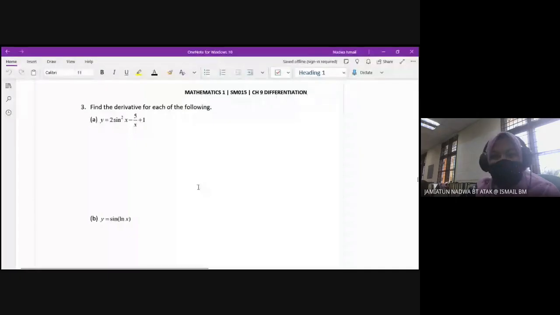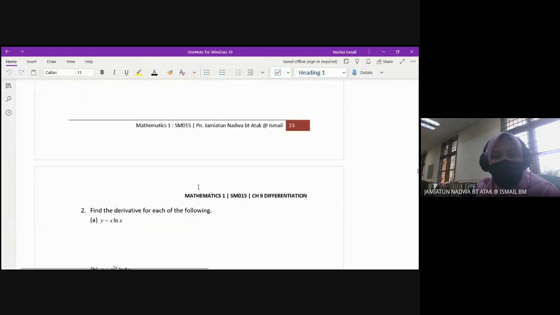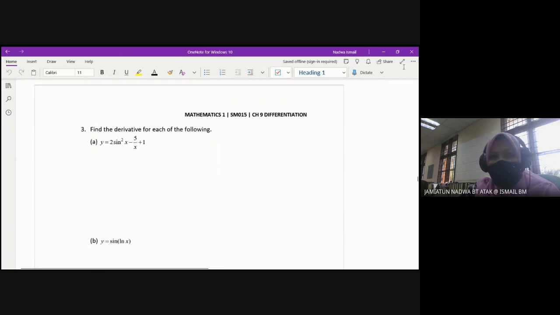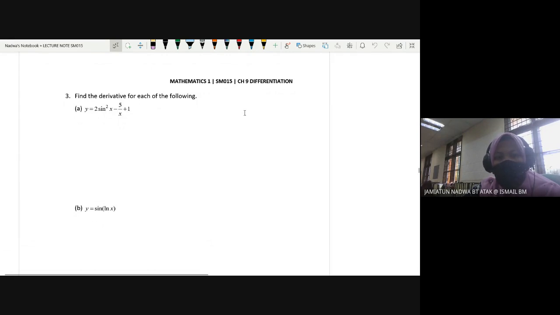Okay, so let's move on to page 15. So page 15 ni adalah starting daripada page 14 dengan 13, 14 tadi. Page 15 pun adalah type of differentiation. Tapi sebab kita dah belajar how to differentiate polynomial, how to differentiate a trigo, how to differentiate a logarithm function, how to differentiate an exponential function. Okay, so we have covered them.